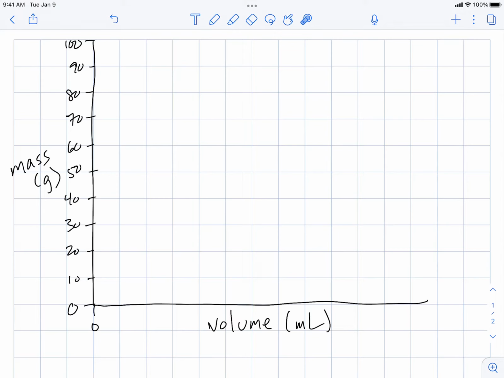Okay. If your highest volume was, say, 20, we could make each of our lines worth 2 if you wanted. All right. So 2, 4, 6, 8, 10, 12, 14, 16, 18, 20, 22, and so on. So that way, if our highest volume was 20, we can fit it on our axes, but also our graph is going to be nice and big, and that's what we want.